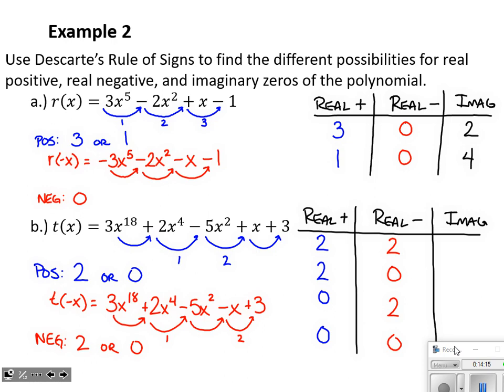This is an 18th degree polynomial, so if I had 2 positives and 2 negatives, that still leaves me with 14 solutions by the fundamental theorem of algebra that could be imaginary. If I had 2 positives and no negatives, that leaves me with 16 imaginary solutions. Likewise, if I had 2 positives or 0 positives and 2 negatives, it leaves me with 16. Or there stands the possibility that I have no real positives, no real negatives, and all 18 of those solutions are imaginary.